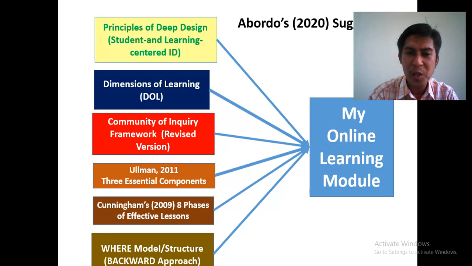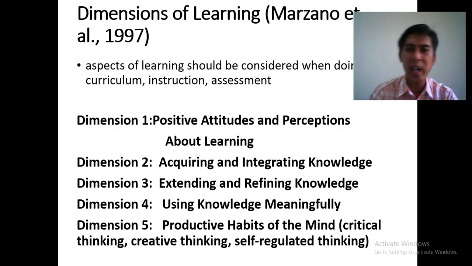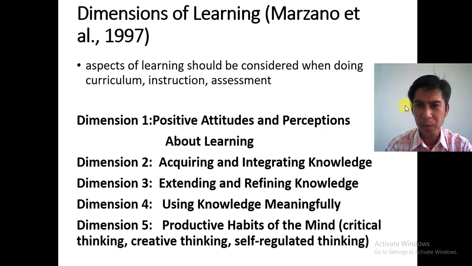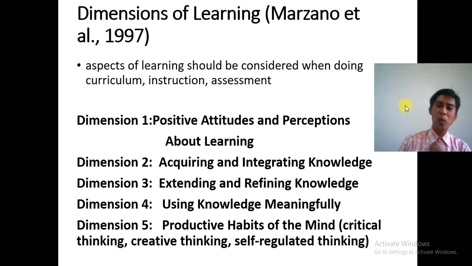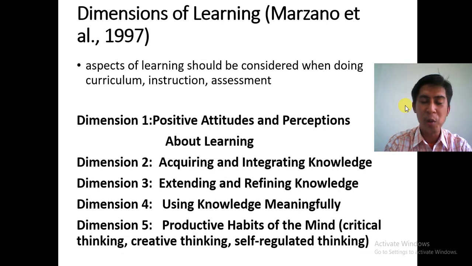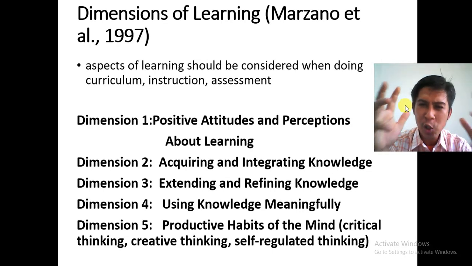So let's now go to dimensions of learning briefly. The dimensions of learning started with the group of Marzano, 1997. These are aspects of learning that should be considered when doing curriculum, instruction, and assessment. Here we are producing a curriculum document we call a learning module. This is part of the instruction. We also have assessments there. So when we develop, we have to understand the dimensions of learning. Okay, and these are the dimensions, because these are aspects of learning.